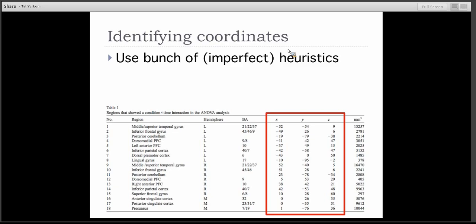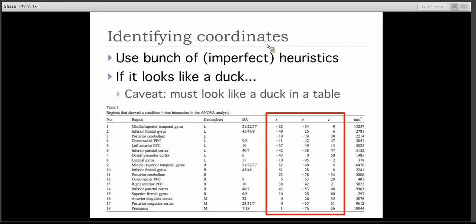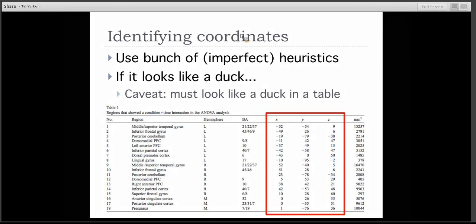And it will fail. But the general idea is, if it looks like a duck, you assume it's a duck. There's a caveat, which is that it must look like a duck in a table. So right now, we only grab coordinates that show up in tables, which means no supplemental materials, which is a problem, but those are usually PDFs. That's the issue. And also, we don't look in the main text, in the body of the article. So there are limitations. But by and large, this works really quite well, and we've done a bunch of validation. There are not very many false positives. There are some false negatives, more, but still not that many. So it works reasonably well.